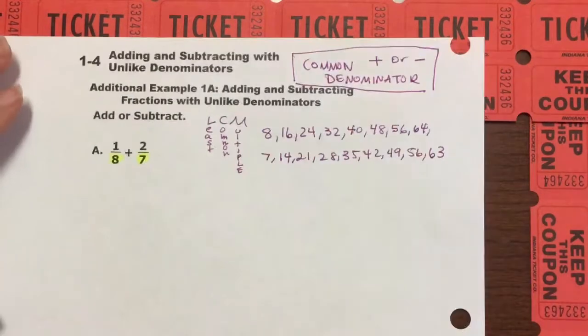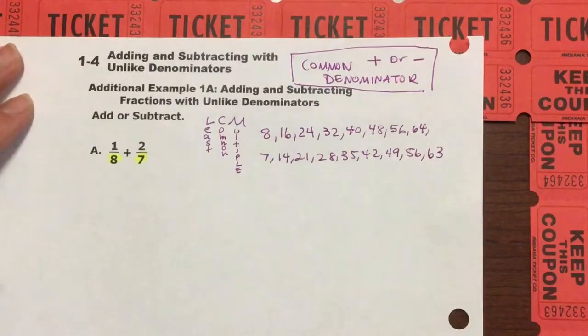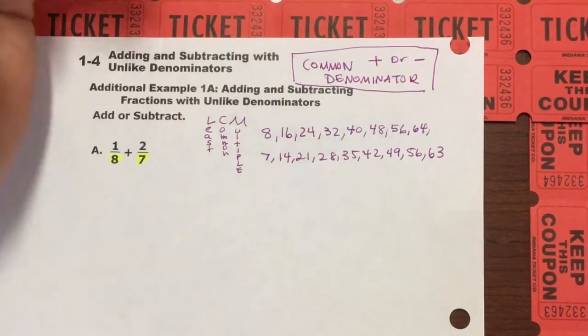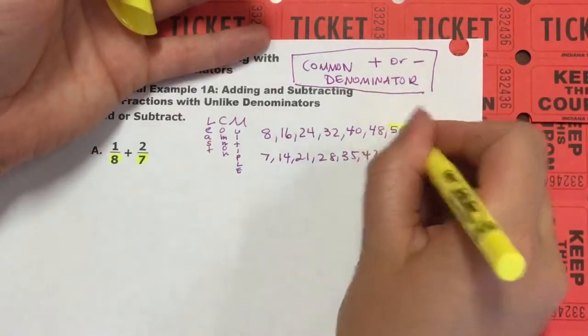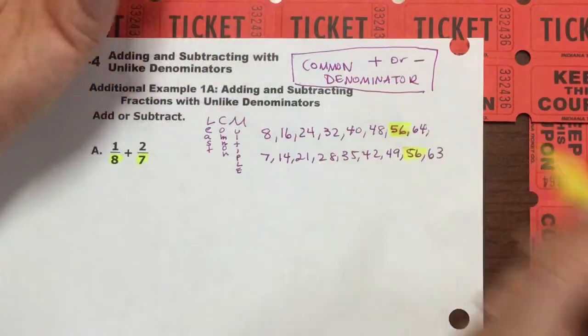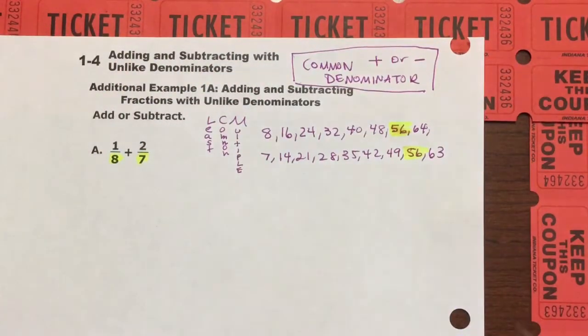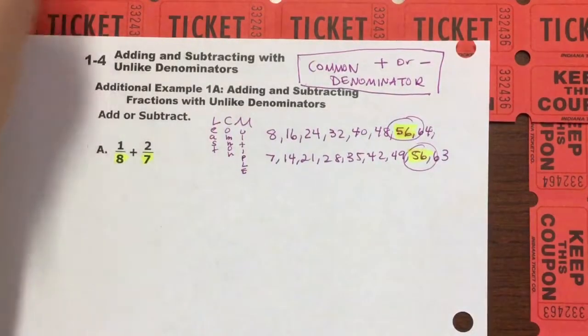So the least common multiple, so these are multiples of 8, and these are multiples of 7. What we're looking for is what is the one that they have in common, right? And what I see is that 8 has a 56 and 7 has a 56. And that's the least one they have in common. It's the smallest one. Okay? So that's what we want this number on bottom to be. We want it to be 56.